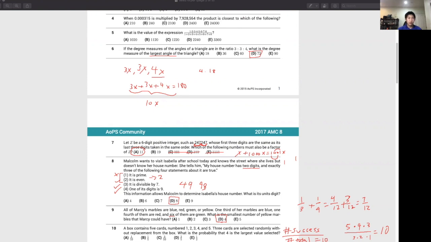Now we're going to have to solve for the number of successful outcomes. We want 4 to be the largest value selected. That means that our values have to be 4, as well as 2 numbers that are smaller than 4. And how many possibilities are there for that? Well, we could pick 1 and 2, 1 and 3, or 2 and 3. And that gives us 3 possibilities. So our answer is just 3 out of the total 10.